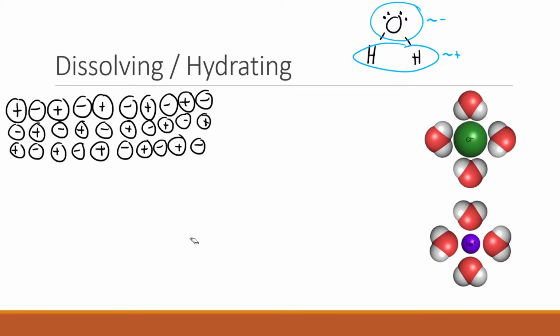That being said, what happens if this attraction between the positive and the negative in our substance is stronger than the attractions here? What happens if water isn't strong enough to pull this ion away?